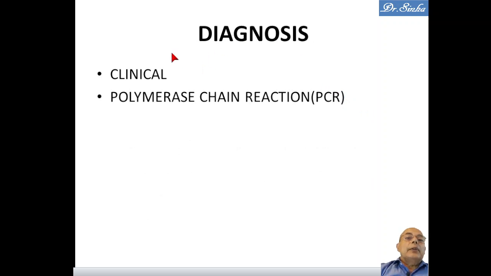Mostly diagnosis is clinical, but when lower respiratory tract is involved, PCR test is to be done, that is polymerase chain reaction.